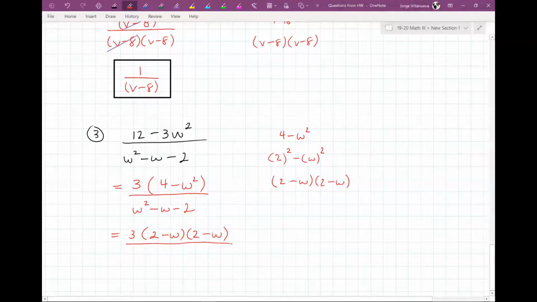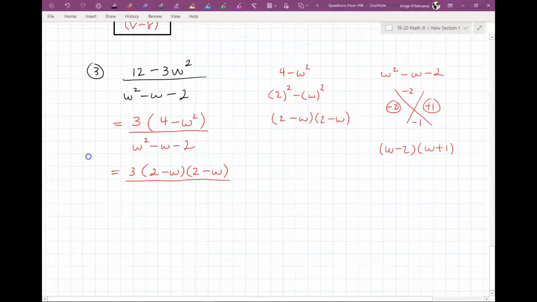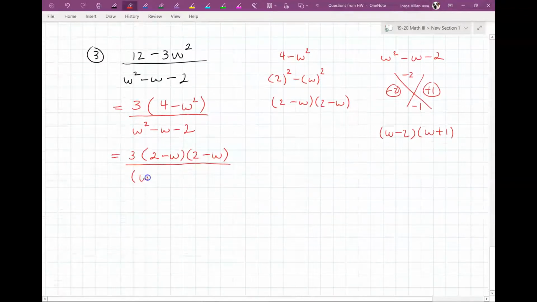On the bottom, I'm going to have to use an x method. So w squared minus w minus 2. I get a negative 2 here and a negative 1 here. So two numbers that multiply to negative 2 but add up to negative 1 would be a negative 2 and a positive 1. So it'd be w minus 2, w plus 1.